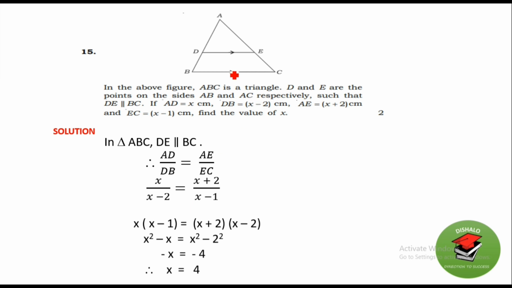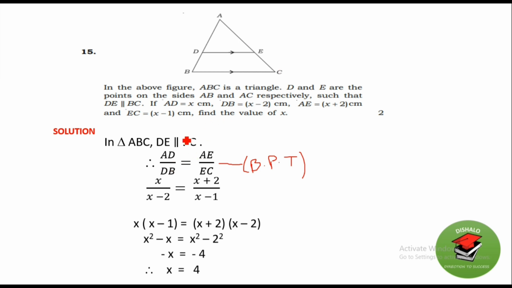So there is a theorem known as BPT theorem or basic proportionality theorem or Thales theorem. According to that theorem, if a line is parallel to one side of a triangle, it divides the other two sides in the same ratio, like I have mentioned here. This is by BPT theorem. Within brackets you write by Thales theorem or by BPT theorem. Since these lines are parallel, it divides the other two sides in the same ratio. That means AD by BD equals AE by EC.